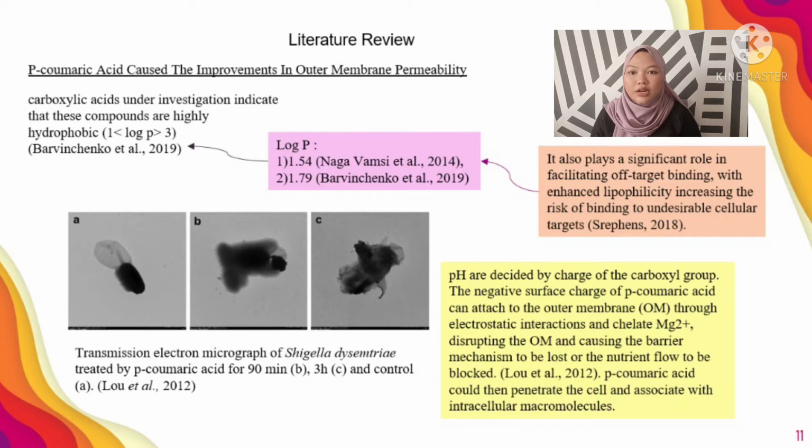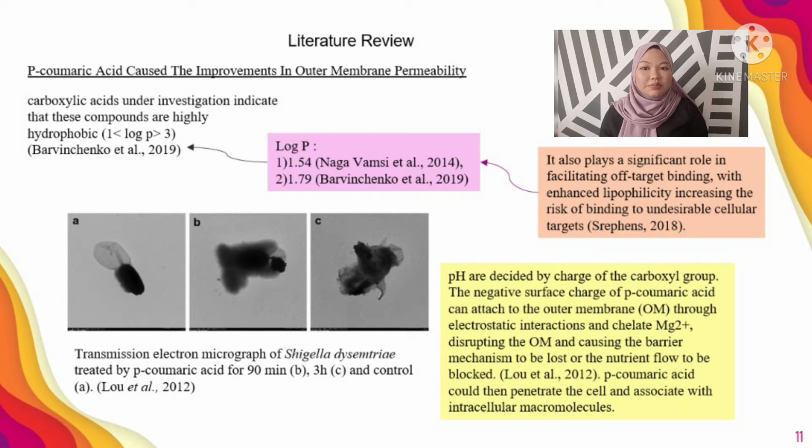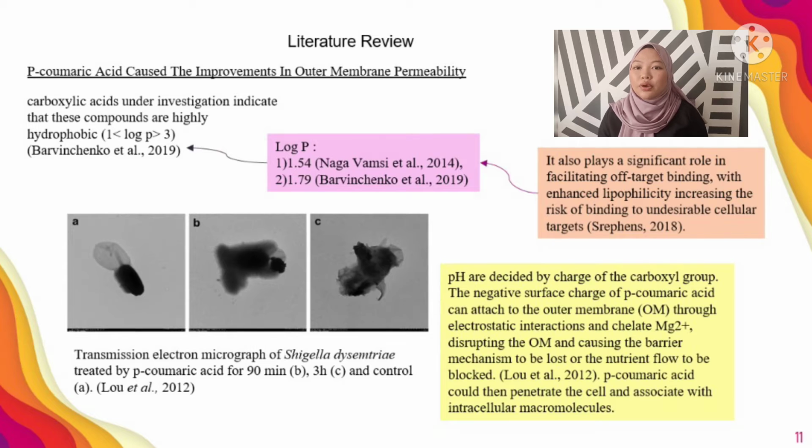In the presence of para-coumaric acid, however, the bacteria became more responsive to the probe antibiotics at all concentrations. The negative surface charge of para-coumaric acid can attack the outer membrane through electrostatic interaction and chelate magnesium 2+ ions, destroying the outer membrane, causing the barrier mechanism to be lost, and the nutrient flow to be blocked.